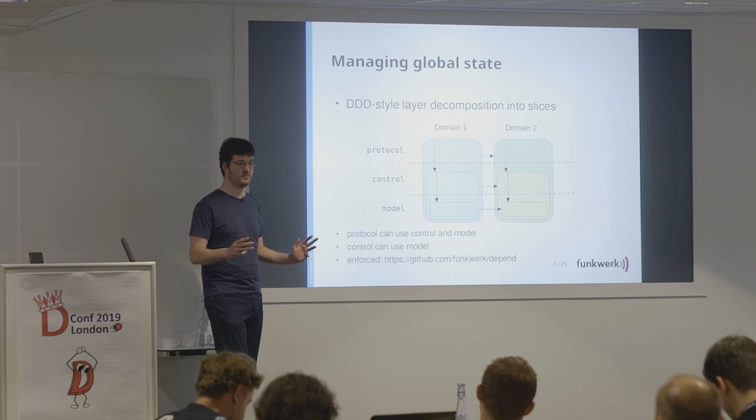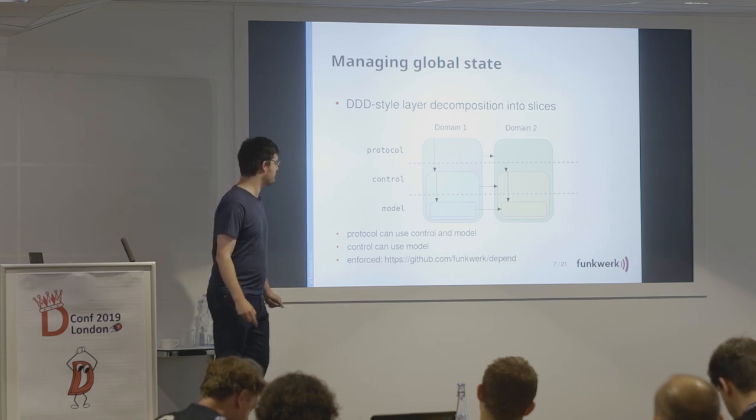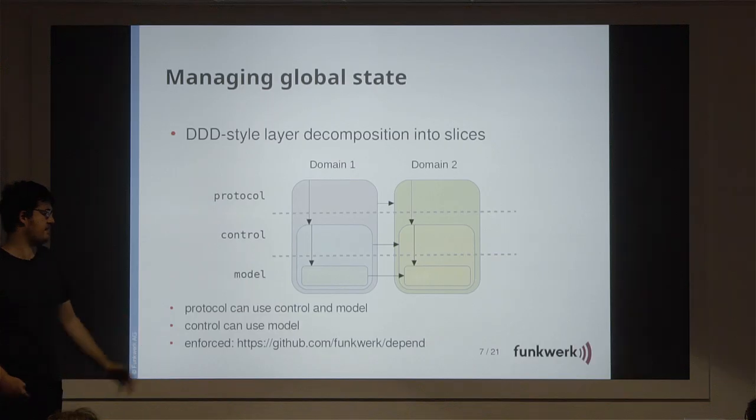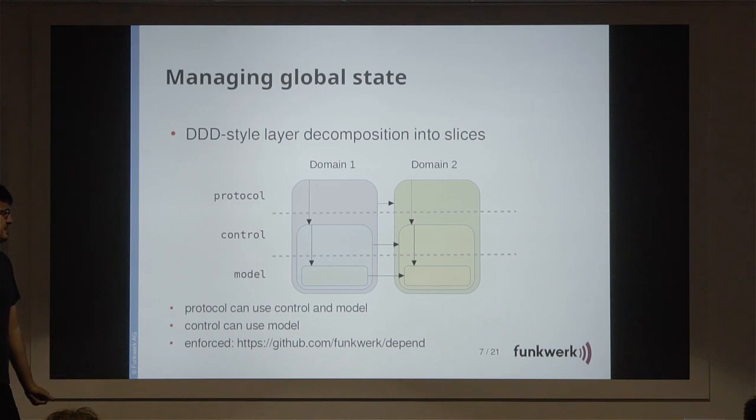And the model layer is a lot more important than you give it credit for. I'm going to go into that in a bit. The important part is that protocol can see everything, control can see model, and model can't see anything else. Model is pure. It's isolated.